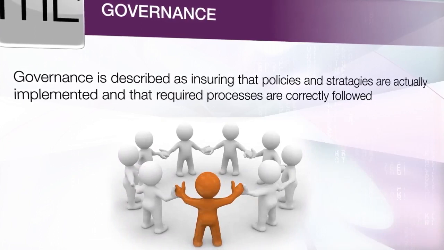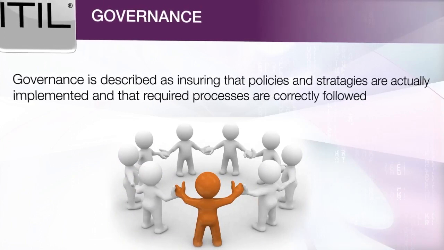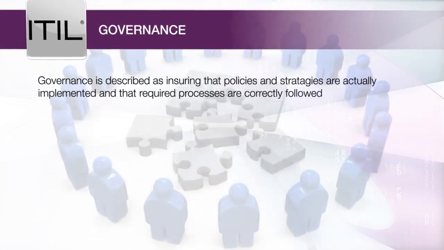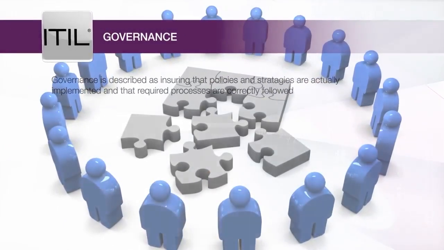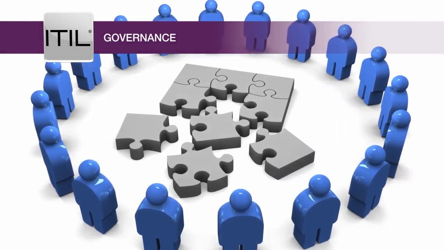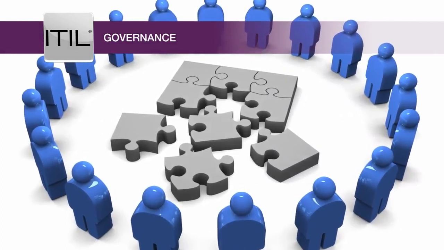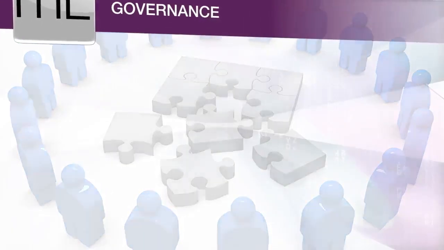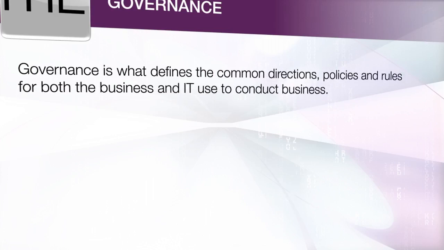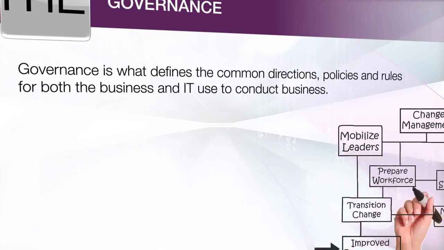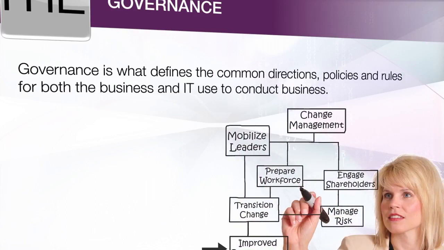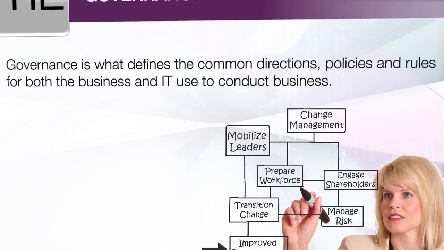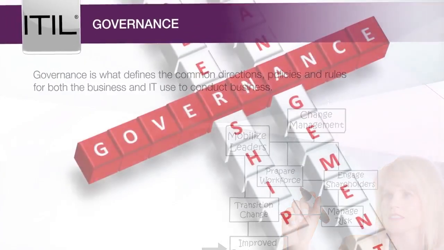To achieve this, roles and responsibilities need to be defined, measured and reported, and actions taken to resolve any issues identified. Governance is the single overarching area that ties IT and the business together, and services are one way of ensuring that the organisation is able to execute that governance. Governance is what defines the common directions, policies and rules that both the business and IT use to conduct business. IT governance is only part of an organisation's corporate governance, but it is an important part.